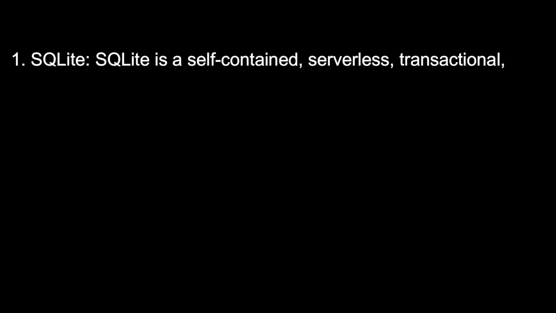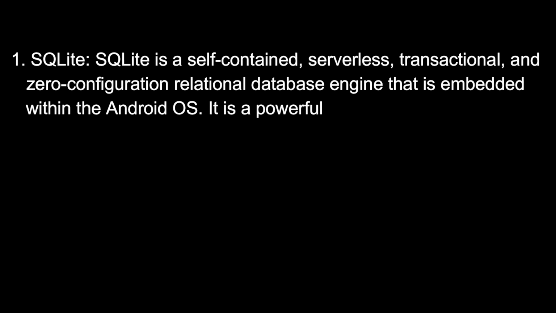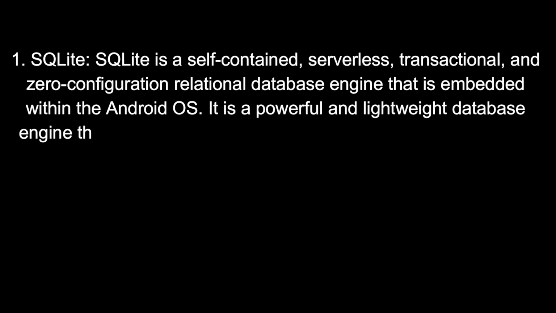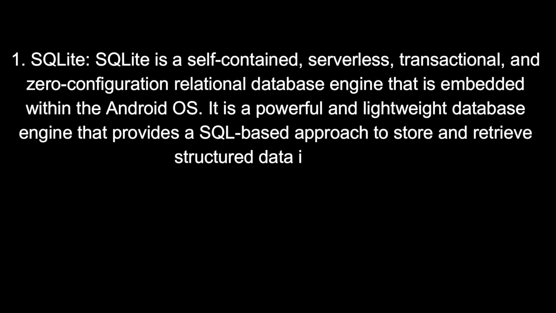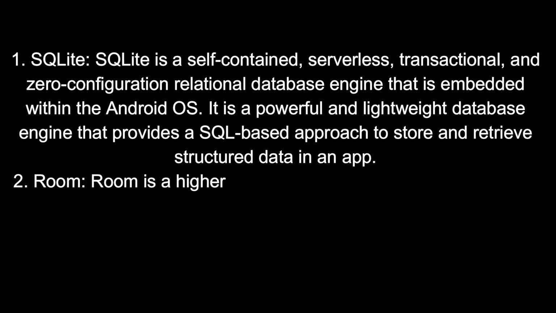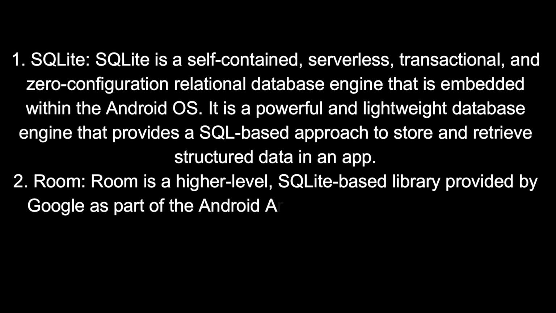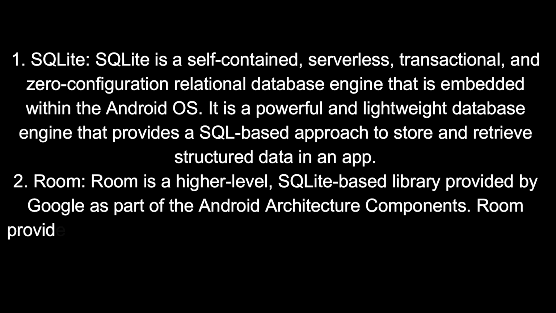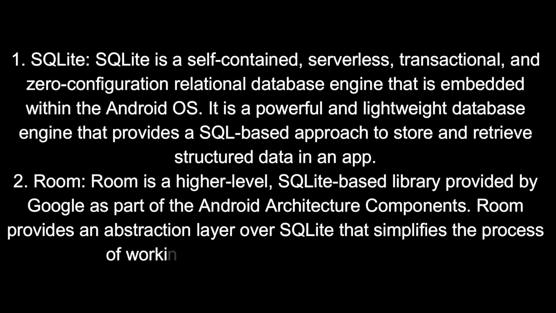1. SQLite. SQLite is a self-contained, serverless, transactional, and zero-configuration relational database engine that is embedded within the Android OS. It is a powerful and lightweight database engine that provides a SQL-based approach to store and retrieve structured data in an app. 2. Room. Room is a higher-level, SQLite-based library provided by Google as part of the Android architecture components. Room provides an abstraction layer over SQLite that simplifies the process of working with databases in Android apps.